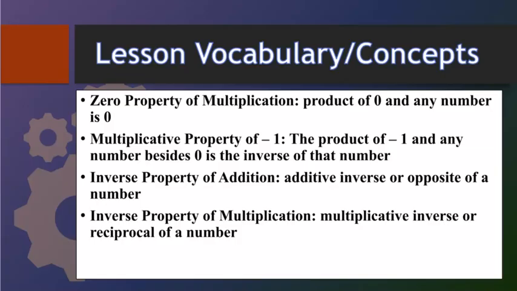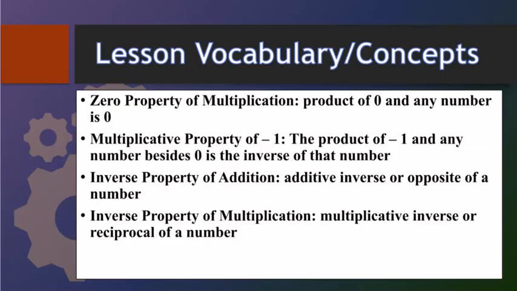So you're just switching the sign from a positive to a negative or a negative to a positive. So an example would be, if I said -4 times -1, that's going to give us a positive 4. And a positive 4 is the opposite of a -4. The inverse property of addition just says the additive inverse or the opposite of a number. And the inverse property of multiplication just says you're going to write that as the reciprocal of that number.